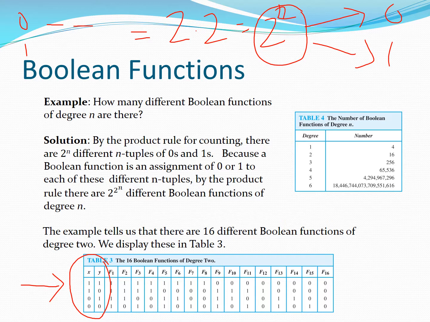Now, how many functions are possible? 2 to the 2 to the n. All right, so what is 2 to the 2 to the n? It is going to be 2 to the 4, which is going to be 16. So you can actually come up with 16 different functions between those two Boolean variables.